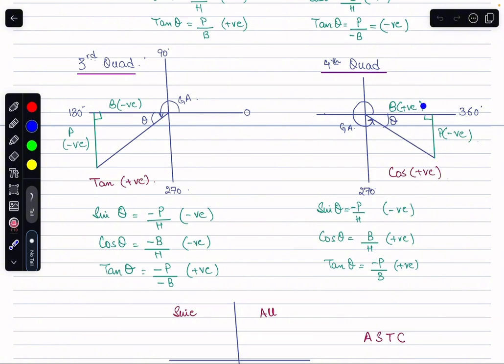We have the basic angle here and the right angle triangle. Base positive, perpendicular is negative. Sine theta, perpendicular over hypotenuse, perpendicular negative.